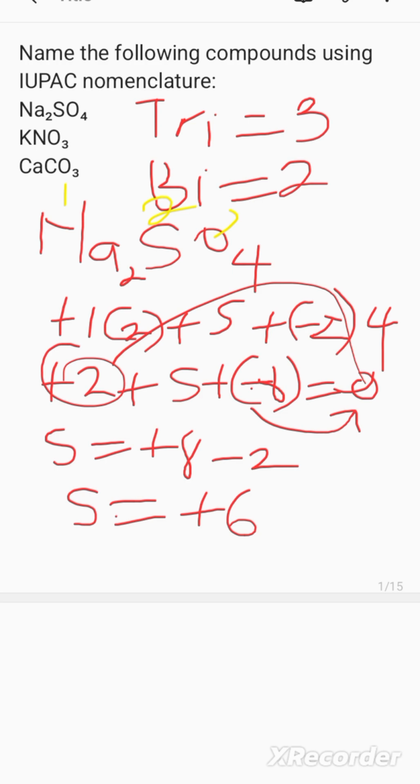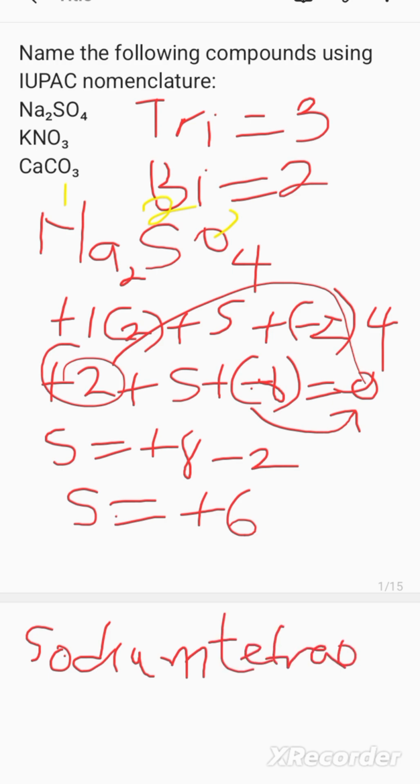Now go back to the sodium. According to the principle, you have to first name the first element. If you have a ternary compound, you name the first element, then go to the last element, then the center element, the middle element. So the first thing is to name sodium. You have sodium. After that, now the oxygen. You have 4 of oxygen, that is tetraoxo.